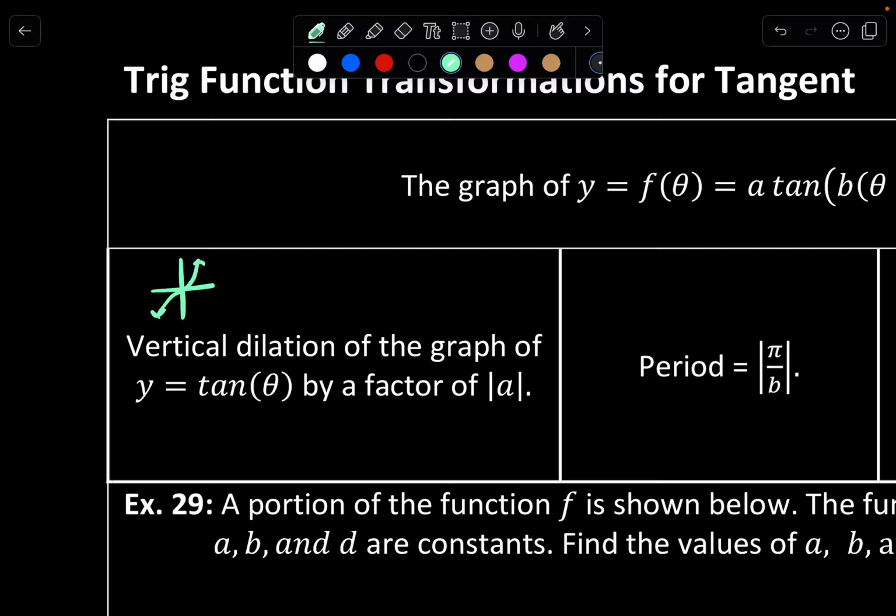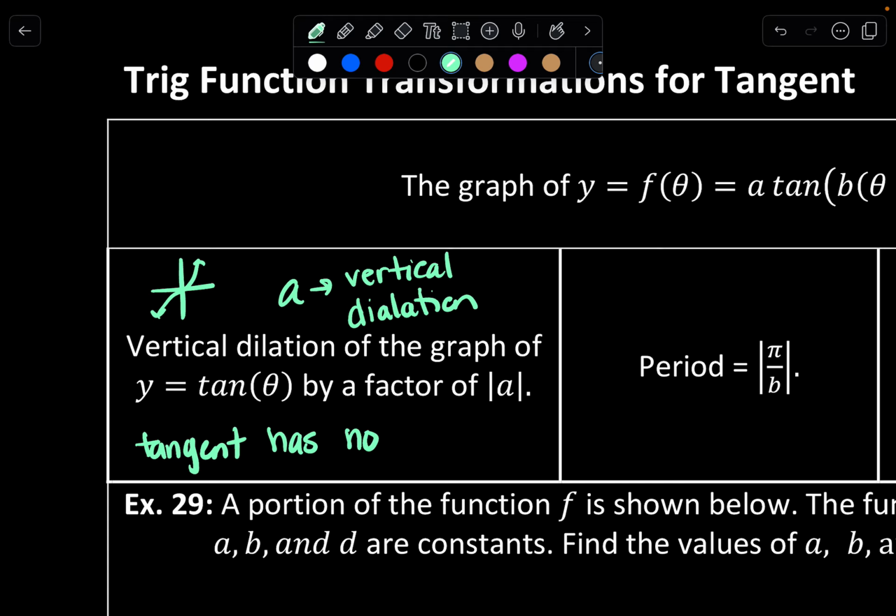However, we will still have that stretch factor that we will call A. So that will still be your vertical dilation. So we can still stretch and compress tangent, but the A value is not going to represent amplitude anymore. It will only represent that stretch or that compression. So just keep in mind that tangent does not have amplitude because it doesn't have relative extrema.